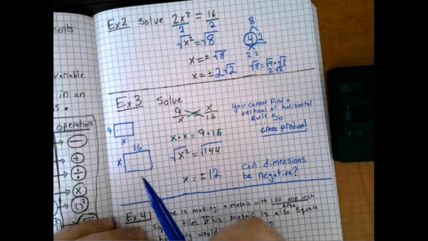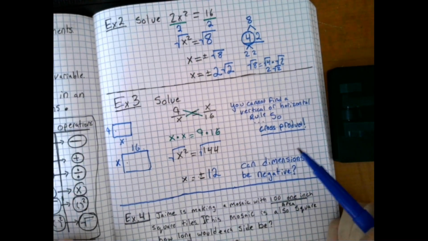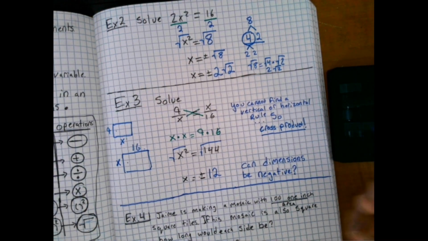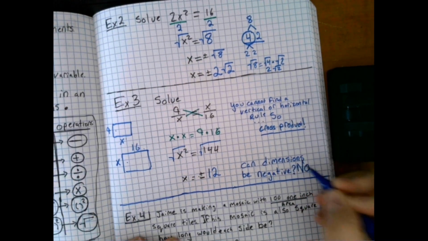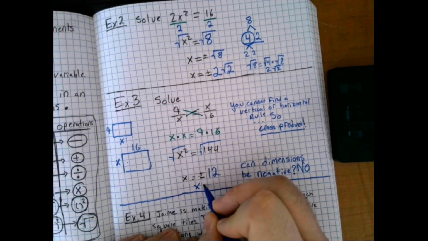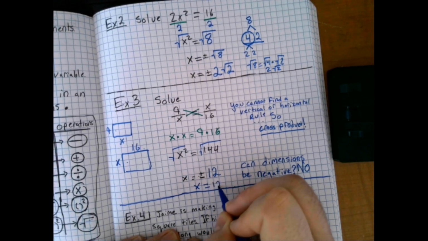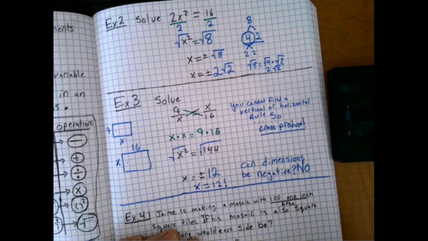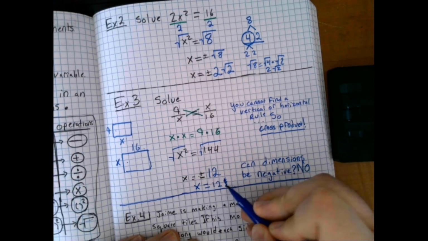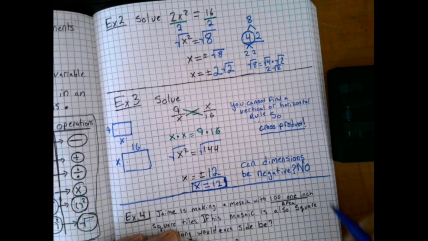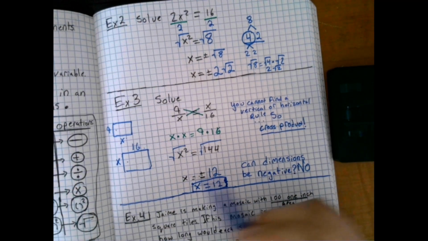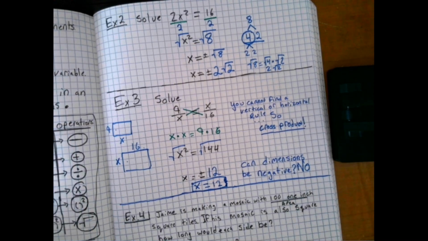So we cannot use negative 12 as the dimension of a shape. We cannot use negative 12 as a length. We can't use negative 12 as an amount of objects. We can use subtracting a positive 12 in an equation, but we can't use negative 12 as our answer for the side length of one of these rectangles. So we're going to say that x is equal to 12, because dimensions cannot be negative.